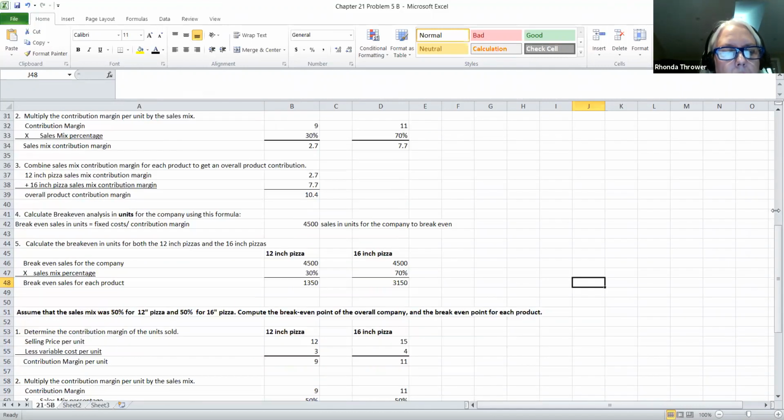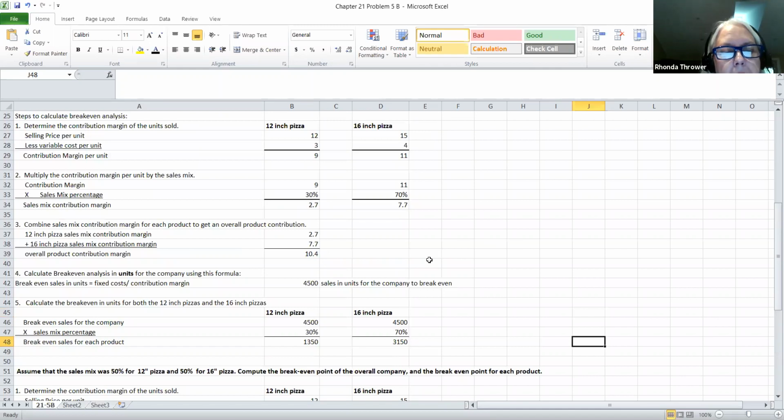I'm going to divide those fixed costs by the contribution margin that we found for the overall company, which is $10.40. So if you divide the fixed cost by the $10.40, it will give you 4,500 units. That's the amount of sales that this company needs to break even. It's 4,500 total pizzas that are sold in order for this company to break even.